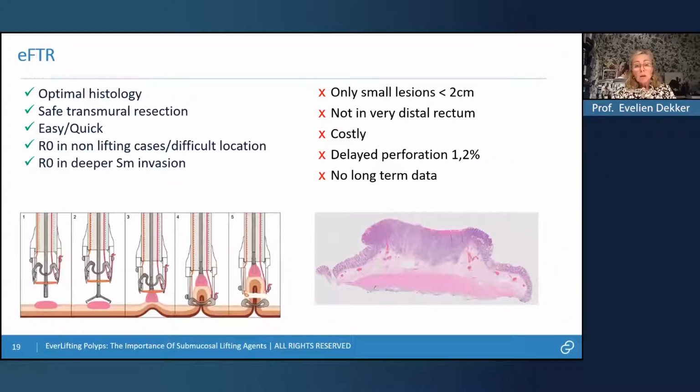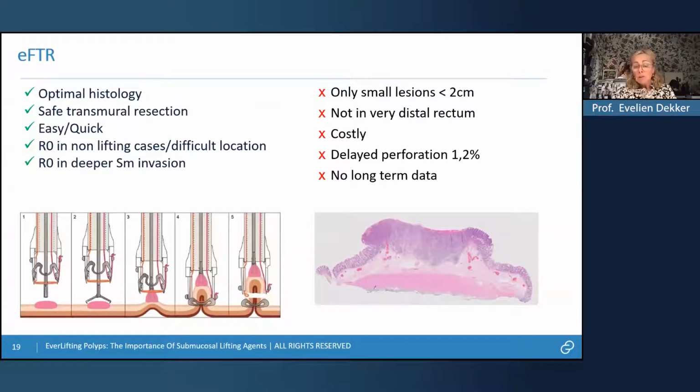EFTR is another option. The idea is that we make a perforation by cutting the whole lesion through all the layers of the bowel, but before doing so, we already close the perforation, as you can see in the schematic drawing on the left hand. It provides you with optimal histology. It's a safe transmural resection. It's easy and quick. There's R0 possibility in non-lifting cases or difficult location, and also in deeper SM invasion, it provides you with a good diagnostic biopsy.